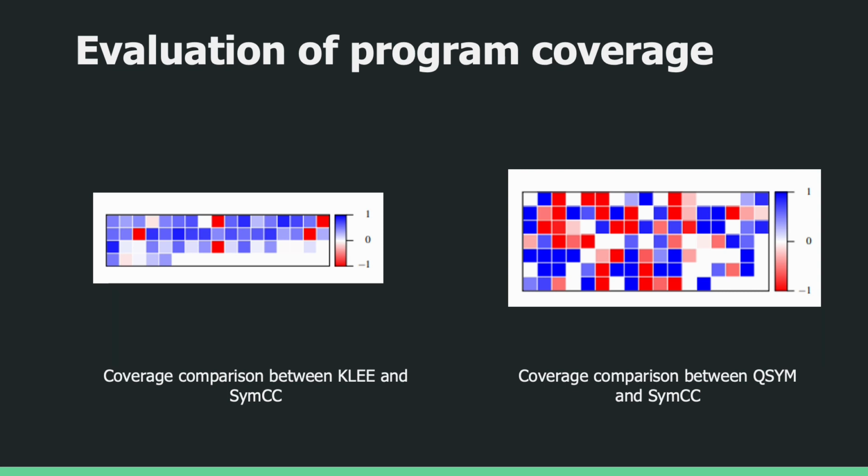For example, the first graph is for KLEE and SymCC, and as you can see, most of the graph is blue, which means that for most of the programs, SymCC covered more program paths as compared to KLEE. White means that both of them on average covered the same number of paths. For the next graph, between QSYM and SymCC, SymCC still dominates, although the domination is much less as compared to KLEE, but it still tends to cover more paths on the majority of the programs under test. So SymCC also excels in getting better program coverage.